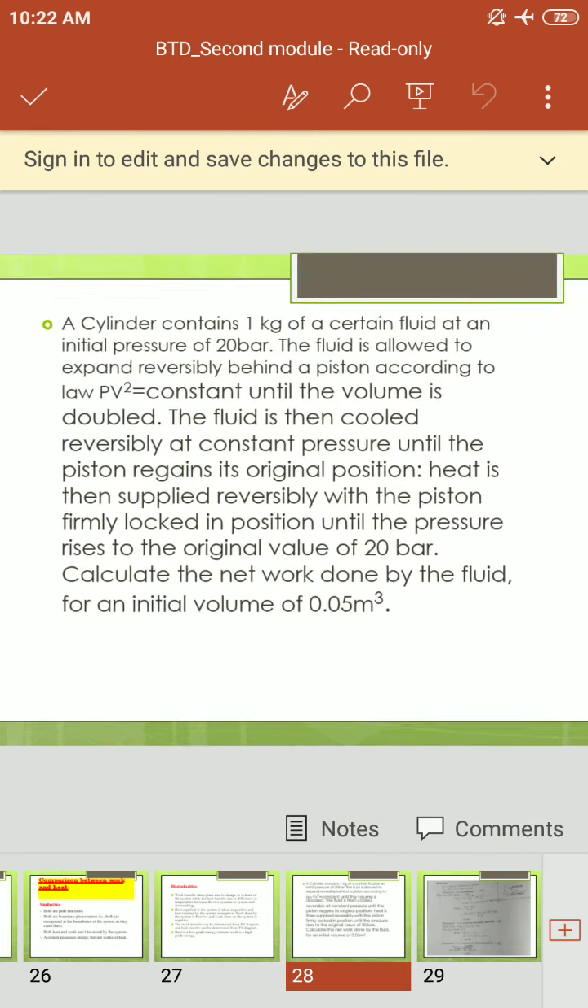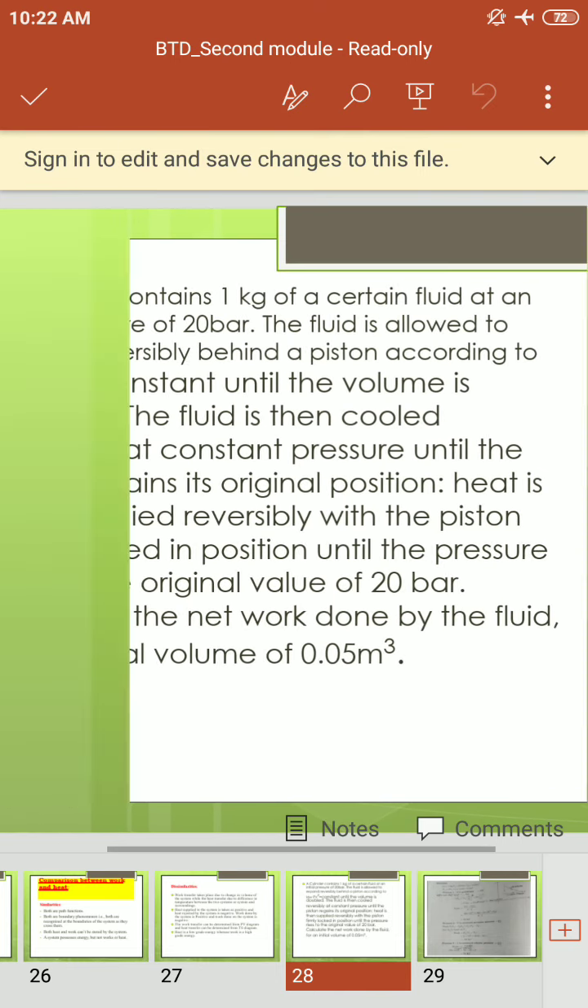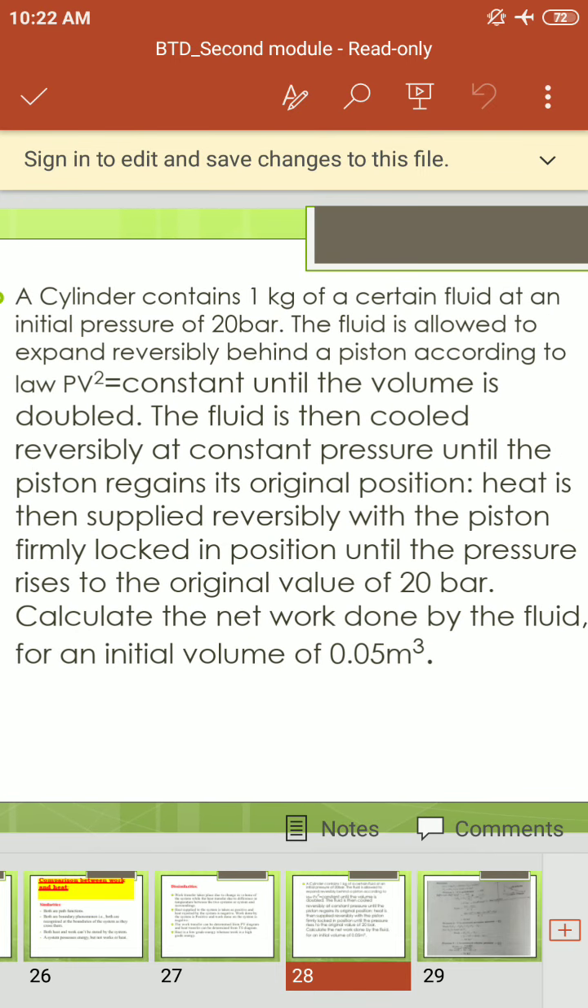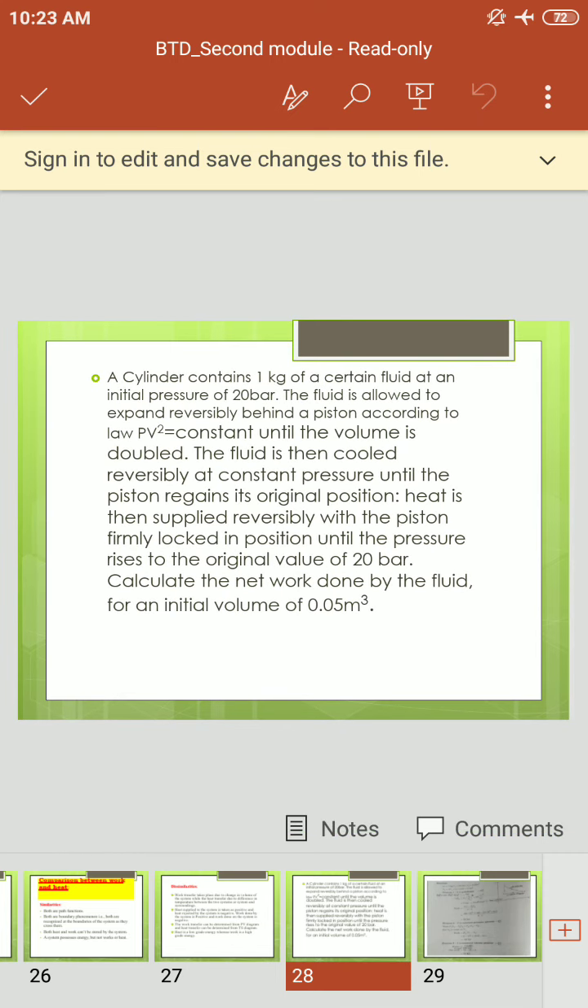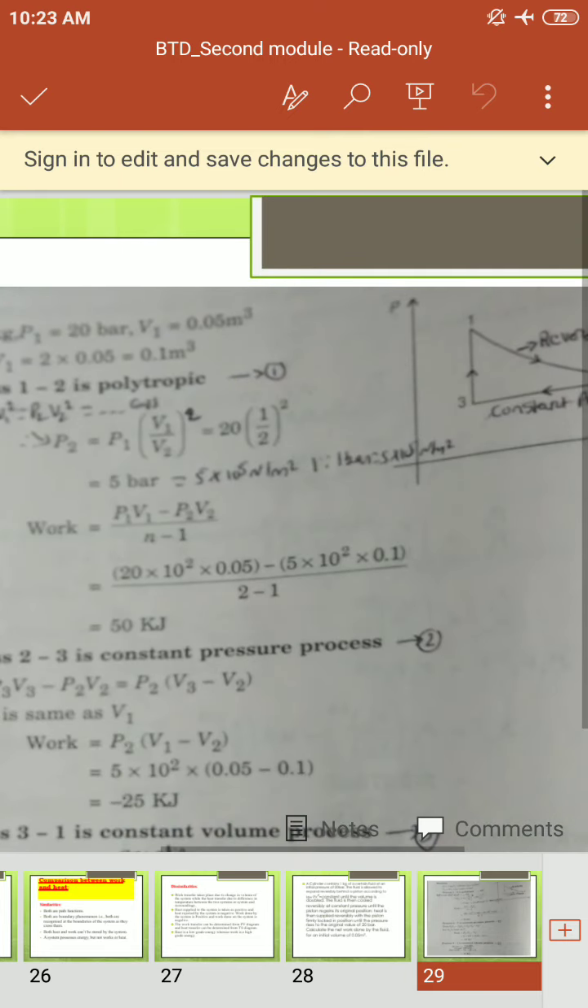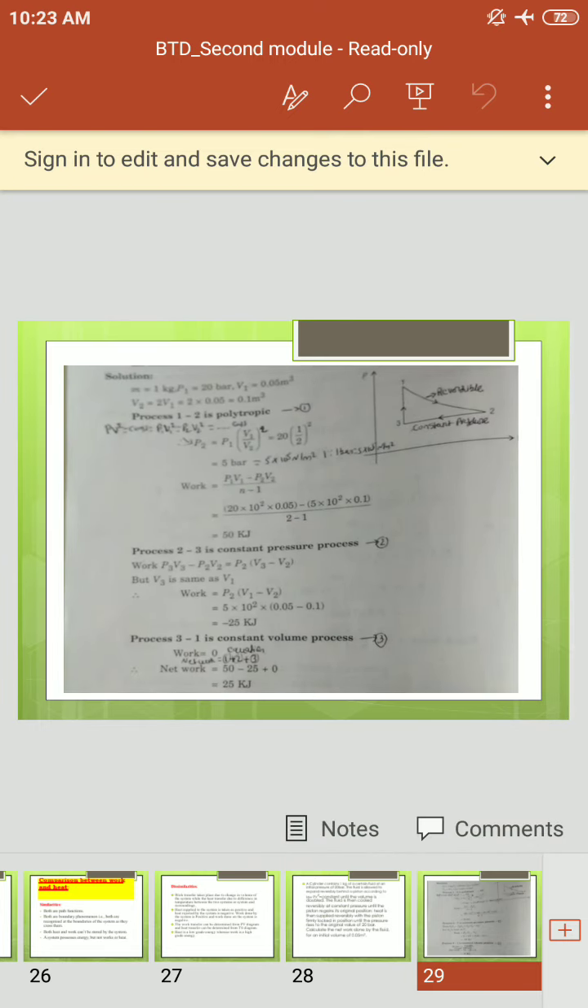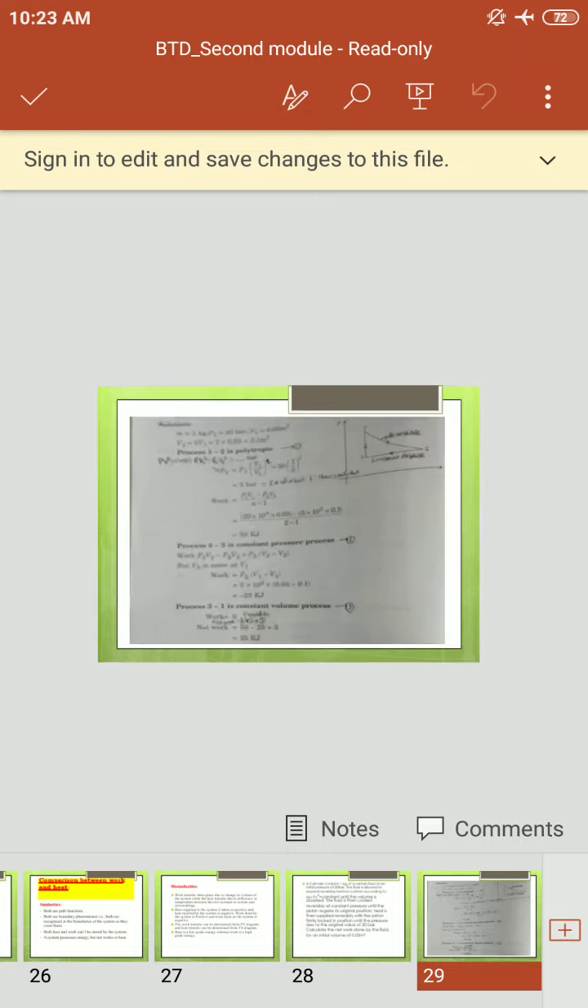For initial volume of 0.05 meter cube, it is given here. What does the initial volume mean? What is the notation? It means V1. See here, initial volume of 0.05 meter cube. Okay. These are the given data.